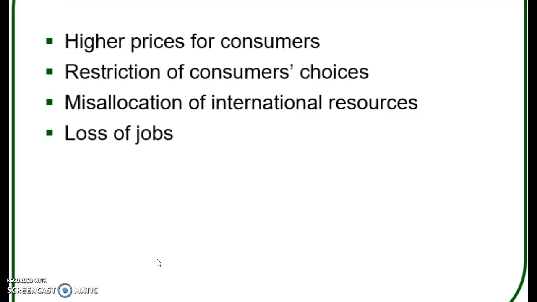Their argument was, well, let's protect U.S. jobs, which was kind of silly. So they succeeded in getting both tariffs and quotas imposed on foreign sugar. And you might say, well, what's been the result? Well, think about sugar. What does sugar go into?